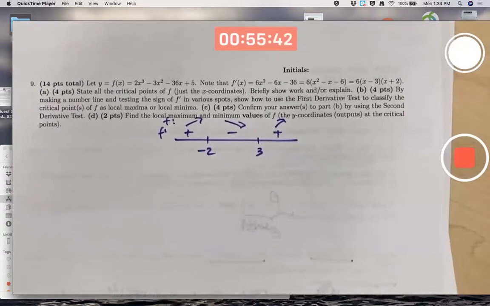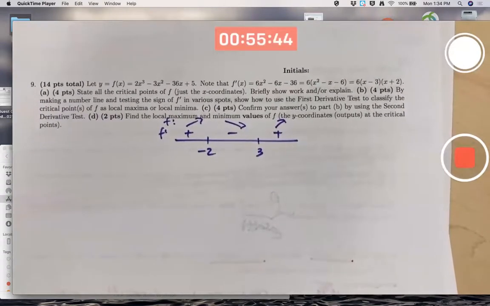I didn't ask them to optimize this over some closed interval. I could have. And remember that if I give you a problem like that, you also need to check the endpoints if you're trying to find a global max or global min.